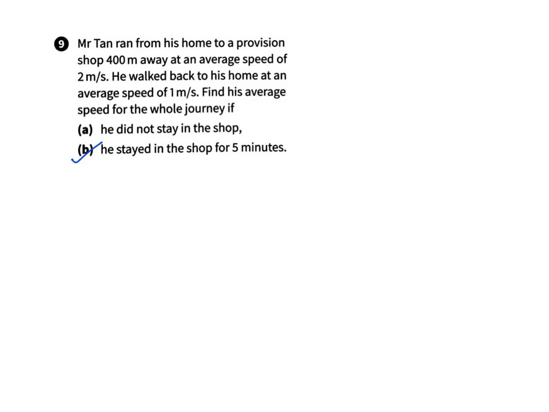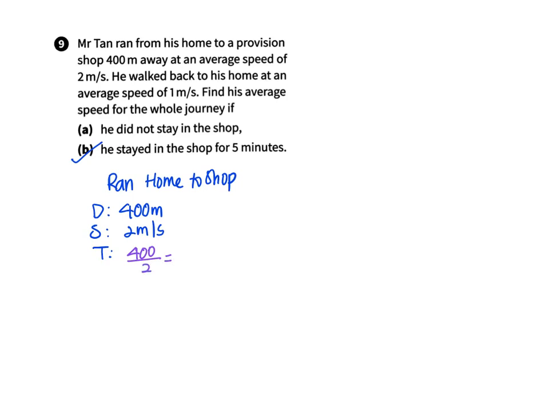Mr. Tan ran from his home to a provision shop 400 meters away at an average speed of 2 meters per second. So first he ran from home to the provision shop. Similarly, I'm still going to look for 3 things: T, S, and T. The distance is 400 meters away, and the average speed is 2 meters per second. That tells me the time taken will be distance divided by speed, which is 200 seconds.